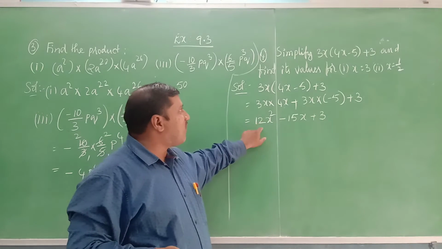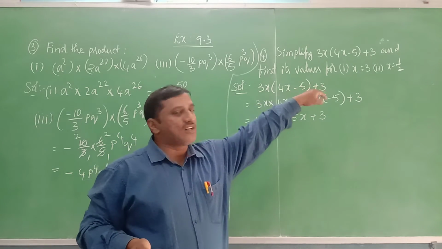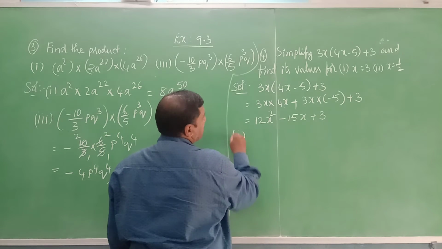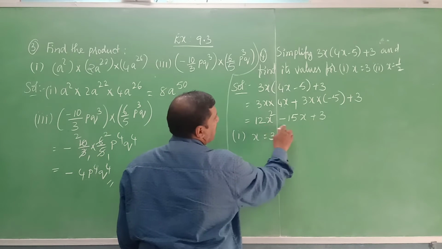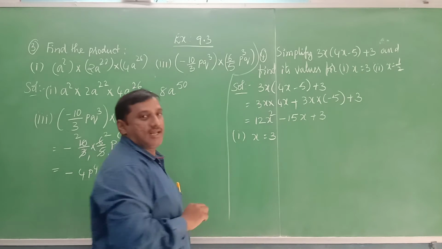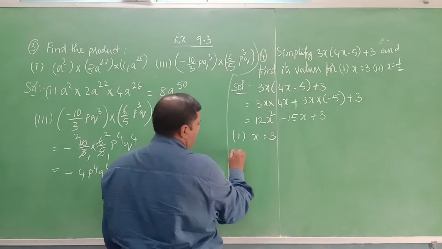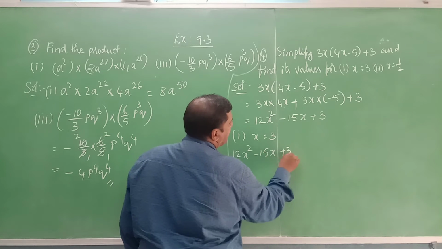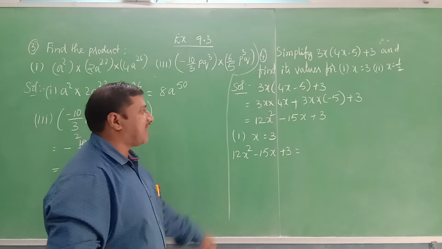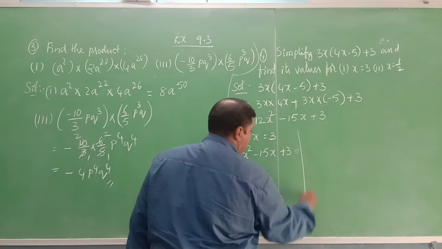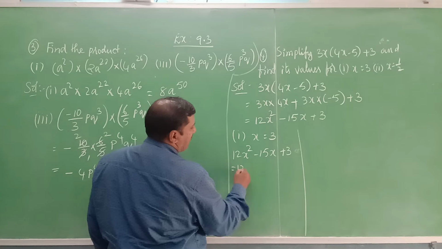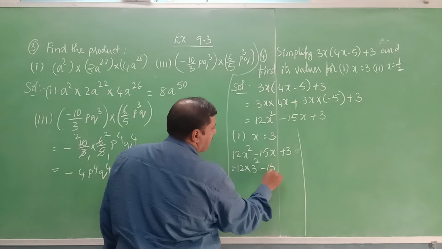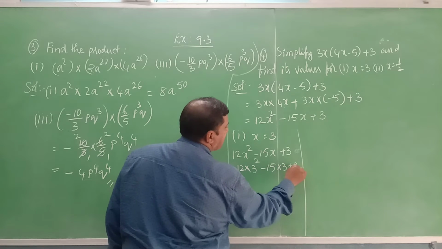Now find the value of this expression if x is equal to 3 and x is equal to 1 by 2. See the first one, x is equal to 3. Now substitute in this expression. What is that expression? It is 12x square minus 15x plus 3. In this expression, substitute x is equal to 3. So what do you get when you substitute x is equal to 3? 12 into x is equal to 3, that is 3 square, minus 15 into 3 plus 3.